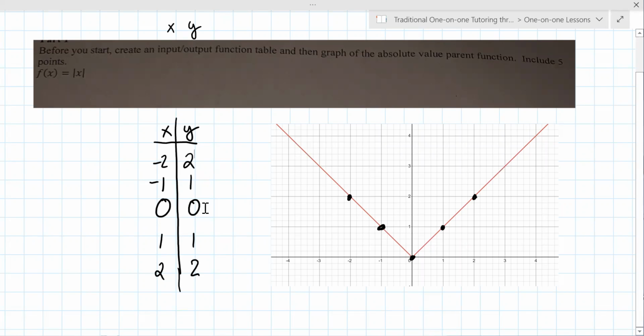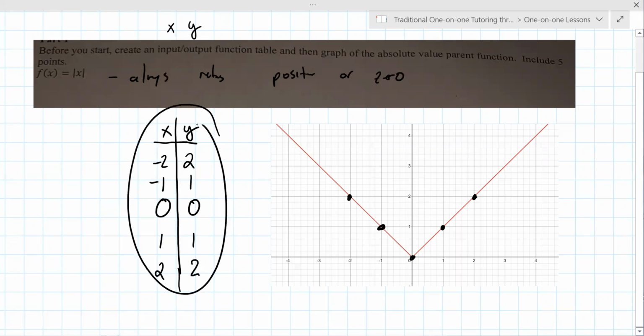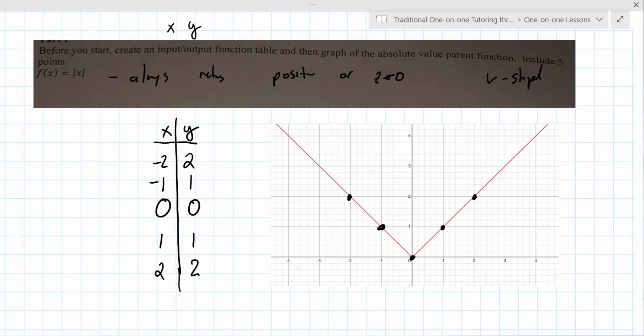So notice everything in the Y column here is positive except for 0. Do you see that? Absolute value always returns positive or 0. Always. And you have to know that. You have to know this table, roll out of bed Friday morning. You need to know this table that well. And these 5 points, 1, 2, 3, 4, 5, you should know that it's V-shaped. That will help you as well. Any questions on that before we move to a real problem, real thing that they're asking you to do?